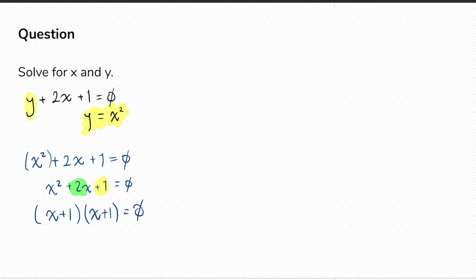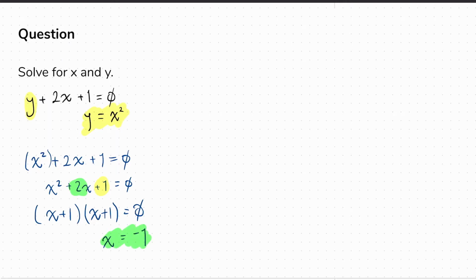But this shows me that I can have two possible answers. In this instance, they happen to be the same. So x plus 1 equals 0, or x plus 1 equals 0, x is minus 1. So x equals minus 1. But I'm not done yet. Right, this is what x equals.